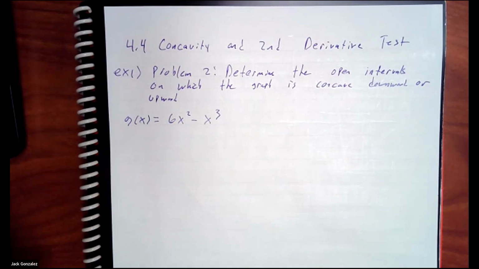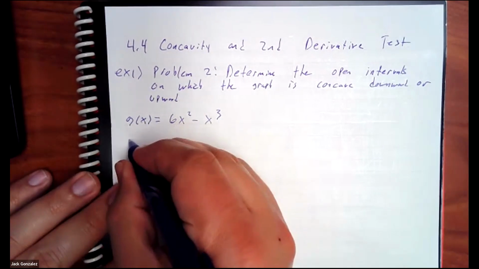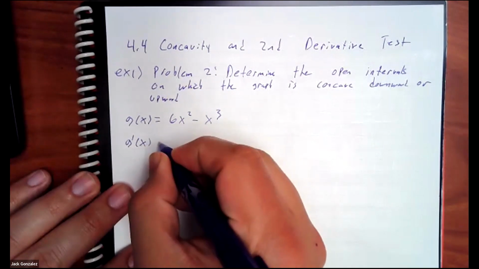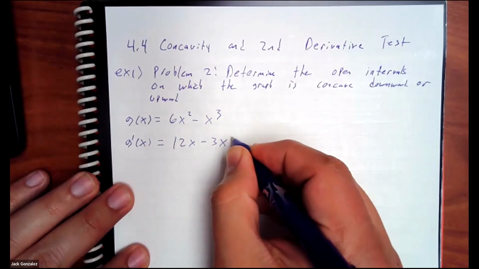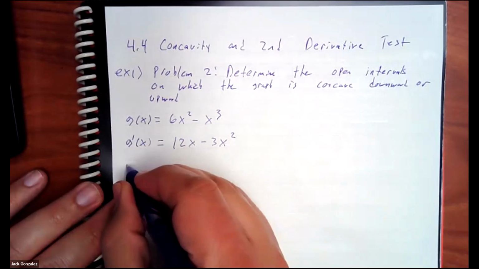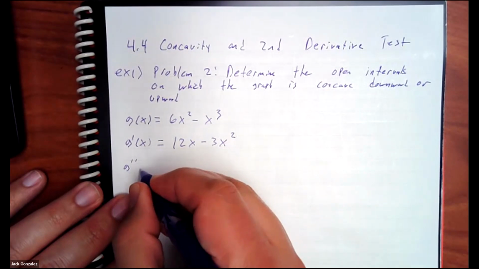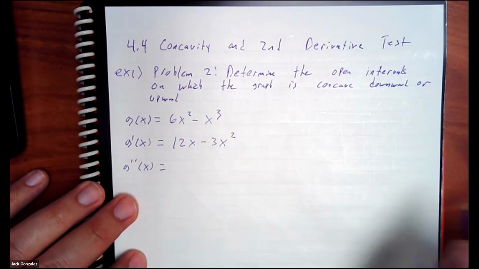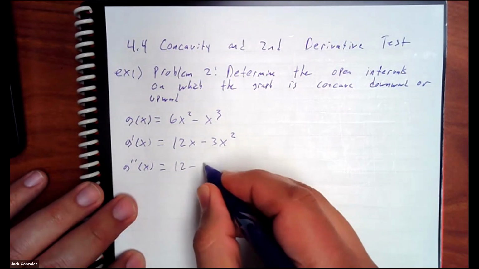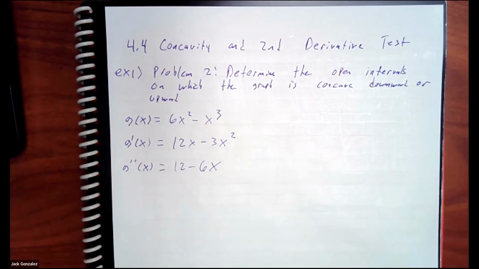Okay, so first derivative, what's the first derivative? 12x minus 3x squared. Okay, what's the second derivative? 12 minus 6x. Okay.